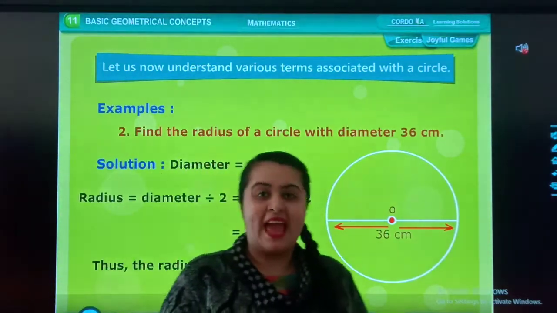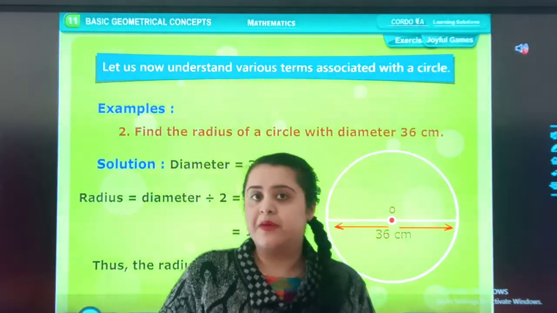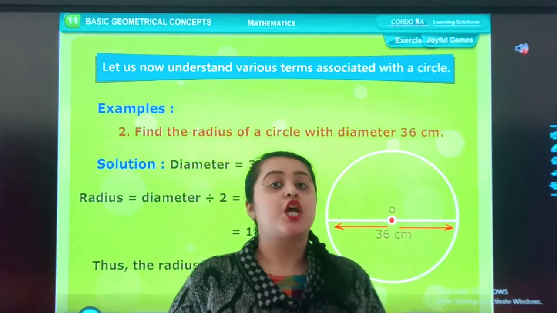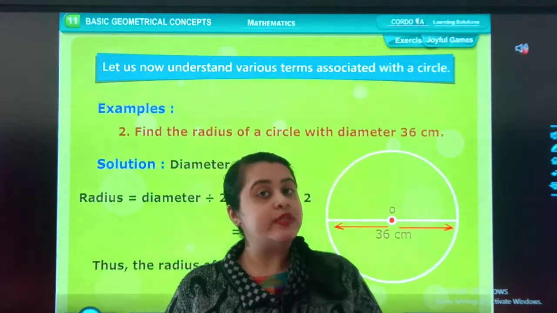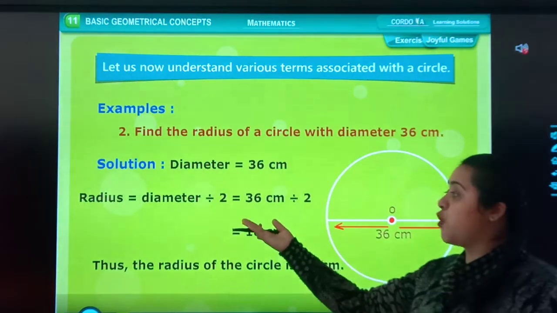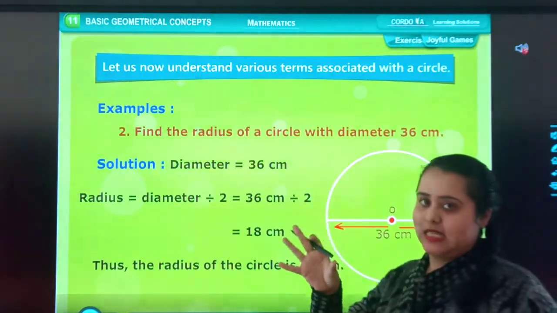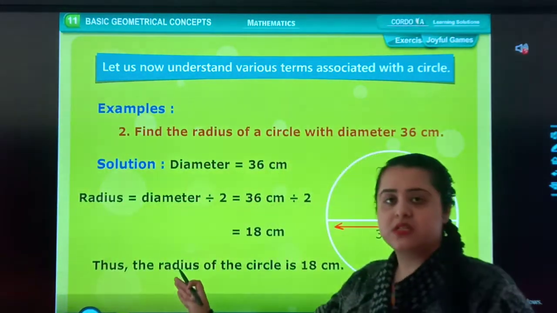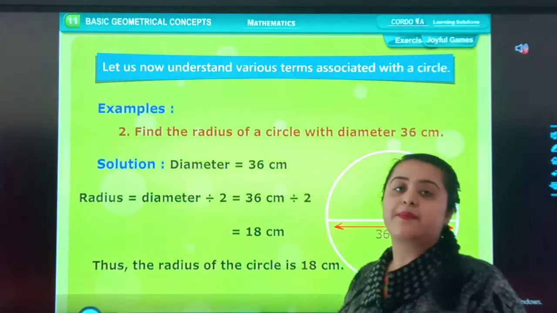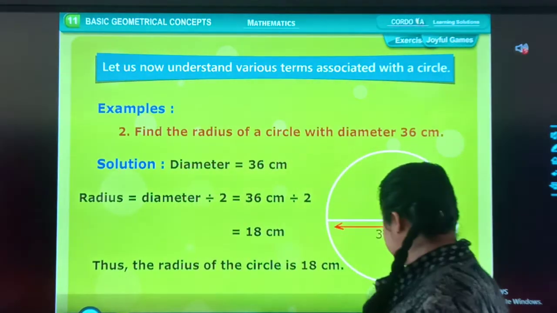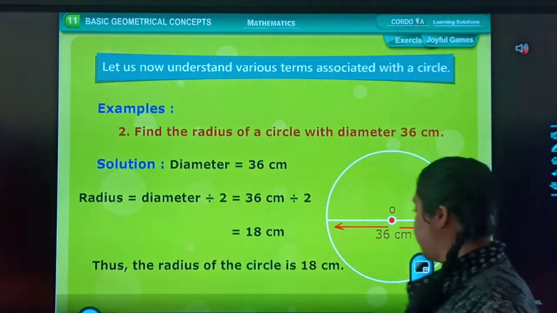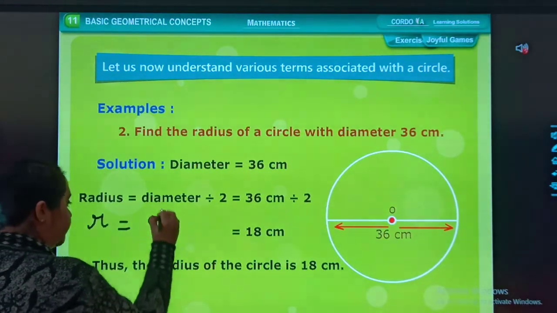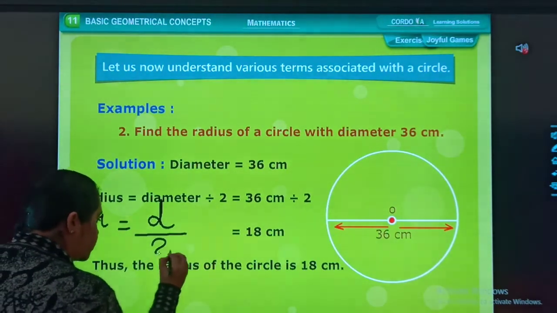Students, this may happen that the diameter is given in the question and you are supposed to find the radius. So at that time what will you do? You will twist the formula a little, and your formula becomes radius equals to diameter divided by 2.